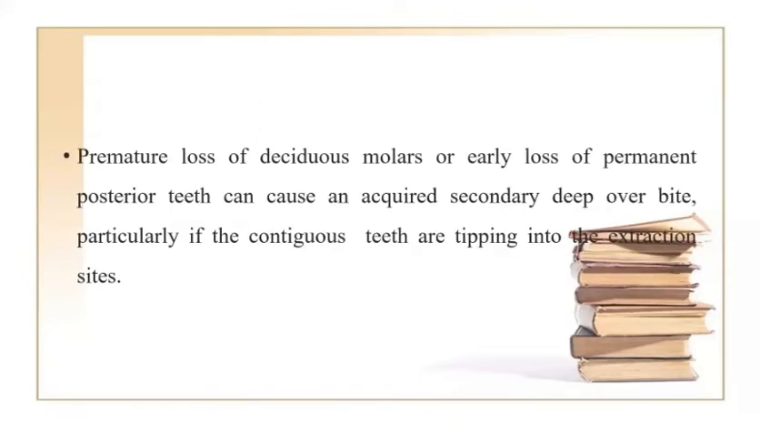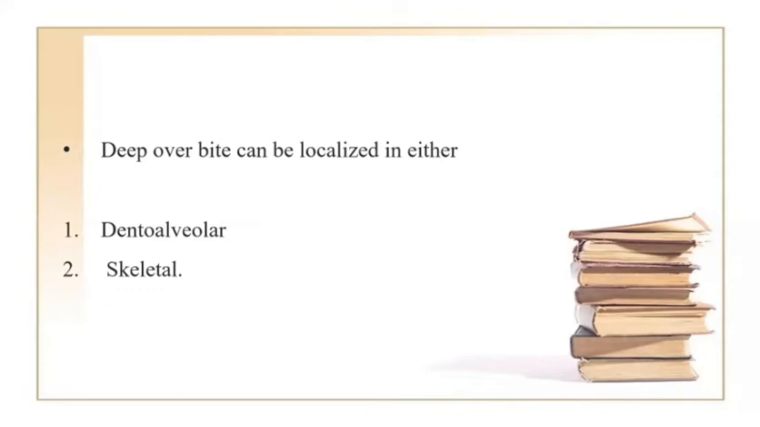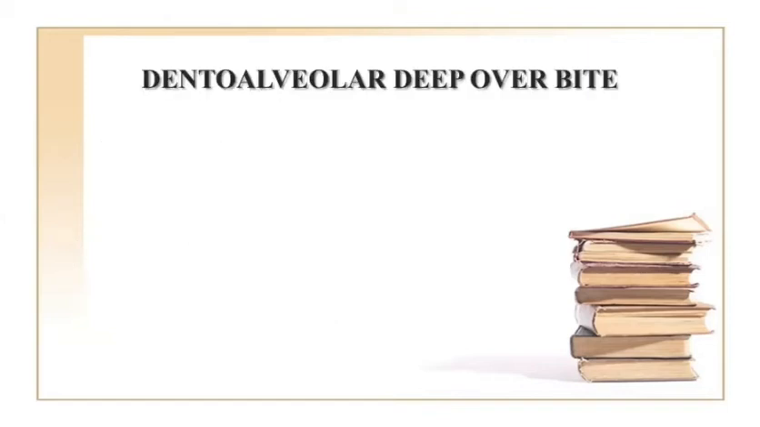The other cause is premature loss of deciduous molars or early loss of permanent posterior teeth, which can produce secondary deep overbite, particularly if the contiguous teeth are tipped into the extraction sites. The wearing away of the occlusal surface, or tooth abrasion, can produce an acquired secondary deep bite in some patients. A deep overbite can be localized, and it can be either dentoalveolar or skeletal.